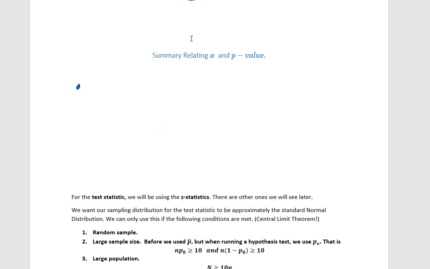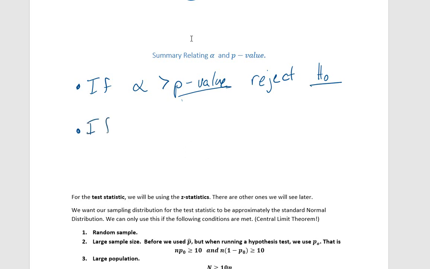Well, if your alpha is greater than your p-value, then that means that we have a low enough probability of making a mistake to reject H0 that we feel pretty good about doing it. And there's a fun little rhyme to this. If P is low, reject H0. On the other side, if alpha is less than our p-value, so if we have a high p-value, that means the probability we make a mistake is greater than what we're comfortable with. So that means that we fail to reject.